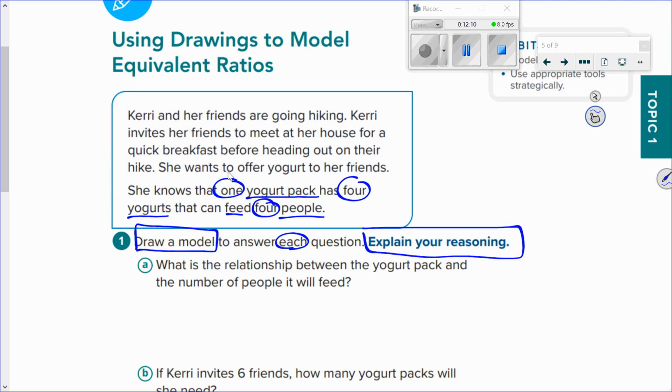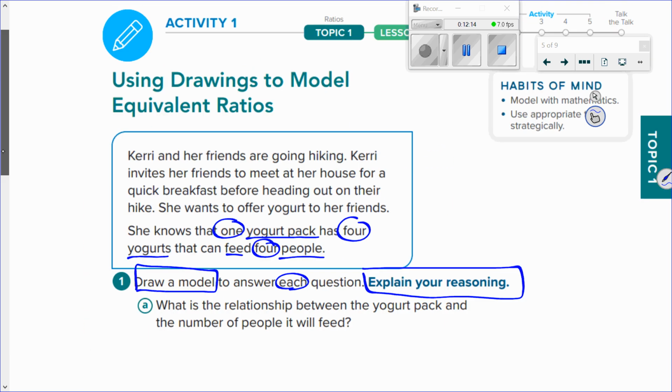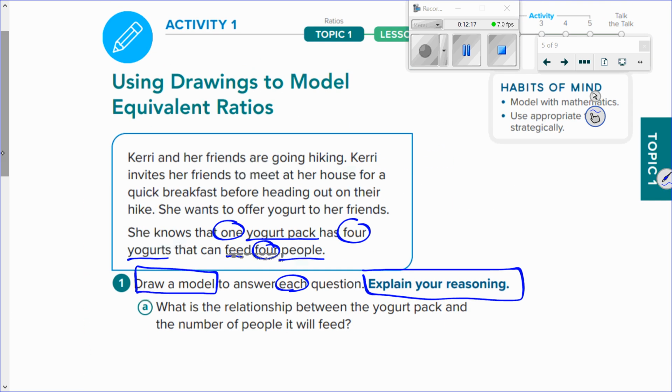Okay, guys. Number 1 has 3 parts, so you have 3 questions to answer. You need to draw a model and explain your reasoning. I will give you 7 minutes to do these 3 problems. Go.